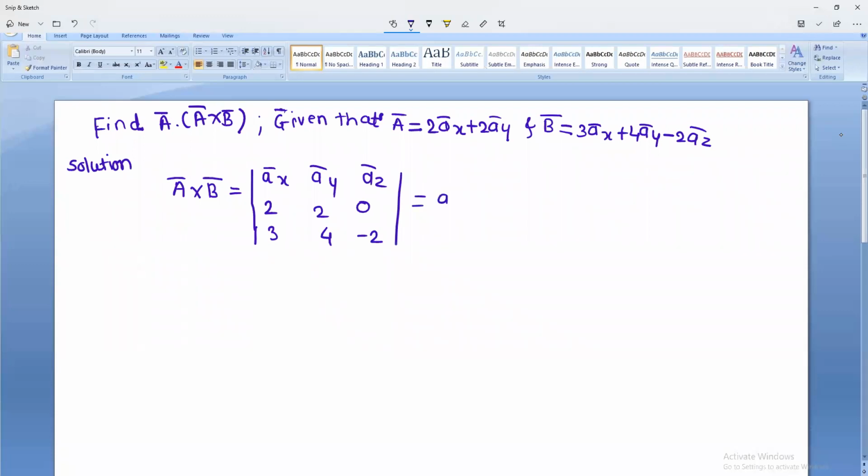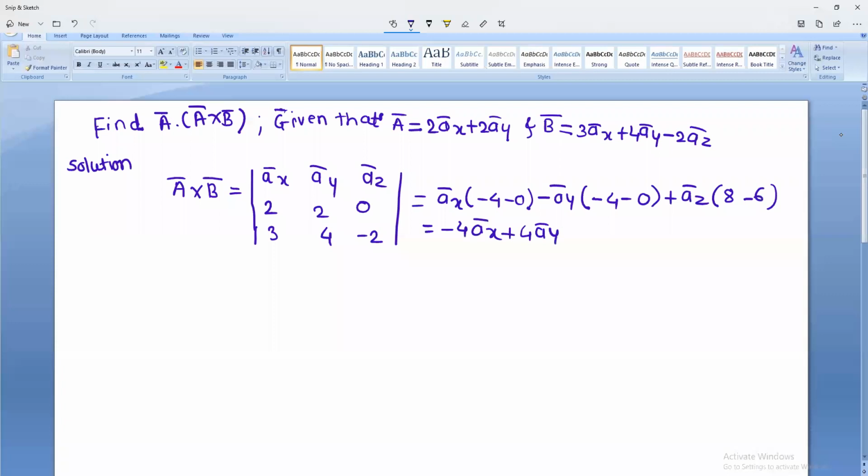It is equal to a bar x into bracket minus 4 minus 0, minus a bar y into bracket minus 4 minus 0, and plus a bar z into bracket 8 minus 6. Okay, so it is equal to minus 4 a bar x minus minus, plus 4 a bar y, and plus 8 minus 6 is plus 2 a bar z.